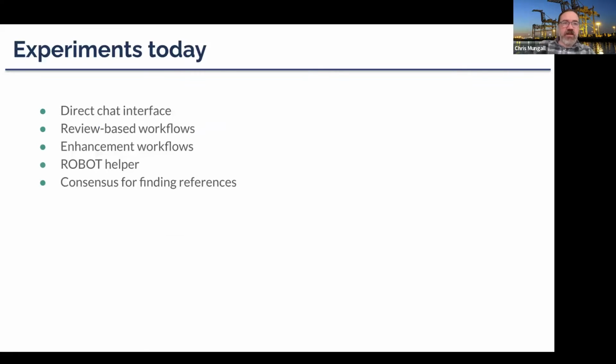All right, so the experiments that we're going to be doing today: we're just going to be trying the main chat interface. Then we're going to try some what I call review-based workflows, then enhancement workflows. Then we're going to look at something called the robot helper, and then another plugin called Consensus, which can be useful for finding references.